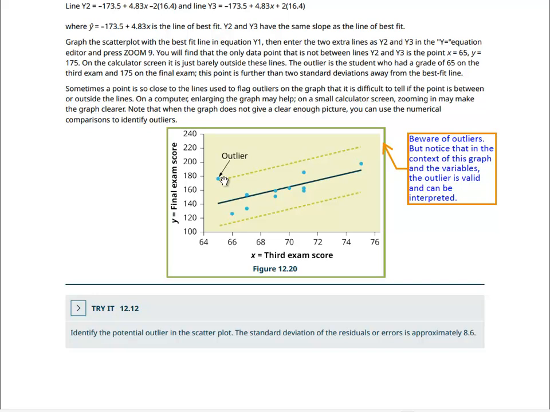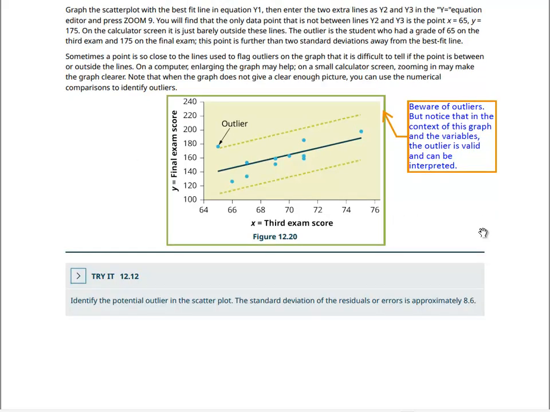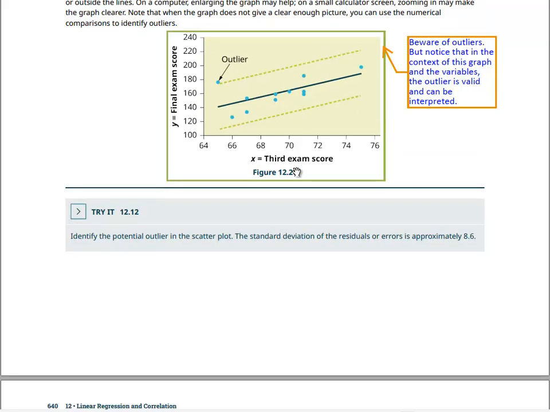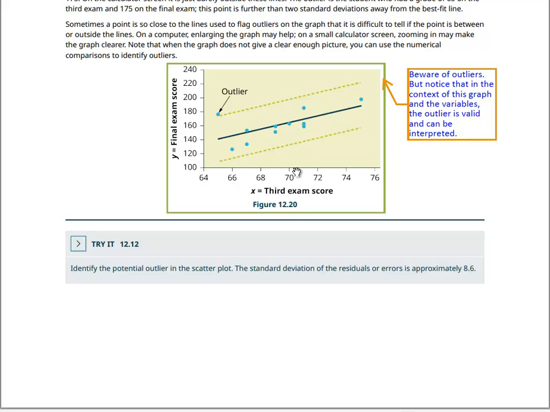Probably what happened is that this particular student scored quite low on the third exam and figured, I need to study a lot. And then he or she did very well on the final exam. And so this kind of outlier makes sense. Of course, the alternative is, oh, I'm going to cheat on the final exam, but let's give them the benefit of the doubt. They've studied really hard, and that's why this outlier appears here. All right, so beware of outliers, but in this particular case, it can be relatively easily explained why it's there, and no, don't kick it out.